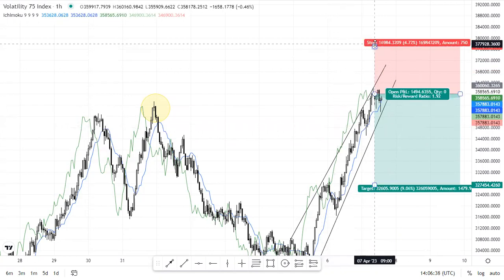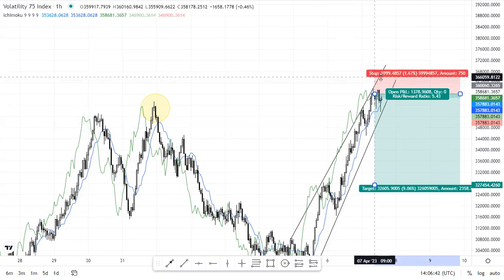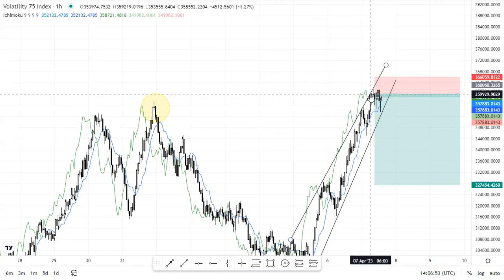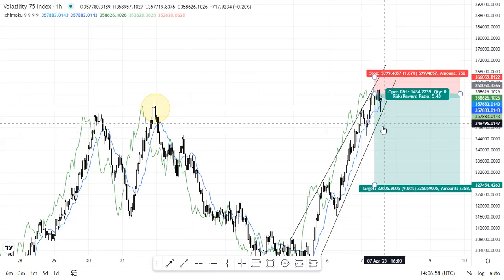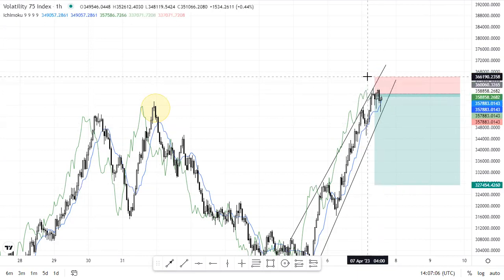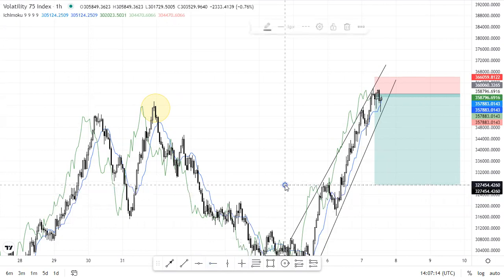Okay, so let's get back to the actual analysis. Our stop loss would be about here at 366,059. So, like I said again, our entry is at 306,190. Our take profit is at level 327,454, and our stop loss is at level 366,190. Let me just make this more clear so you can actually see what's going on.